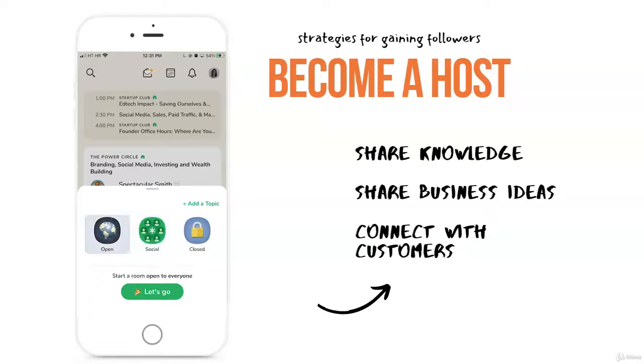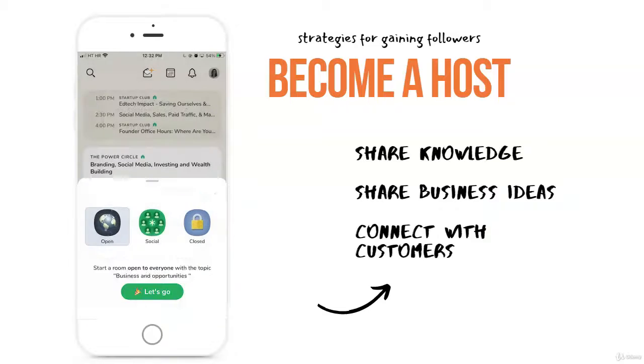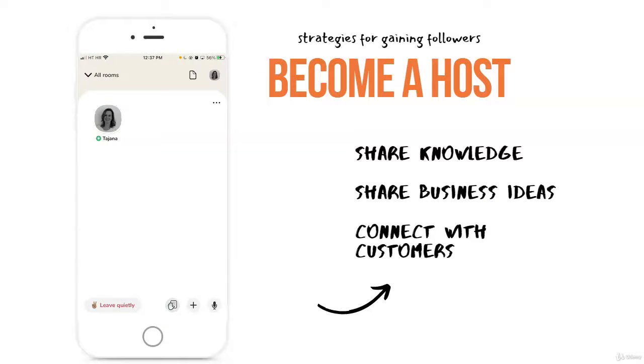Since Clubhouse is a social networking app, the best is to create a room that is open to everyone. At the top, there is an option to add a topic. So you would just click Add Topic, and you would describe what this room is about. So if it's about business, then you would just write business and opportunities. And you would just click Set Topic. And just like that, you have your first room set up.